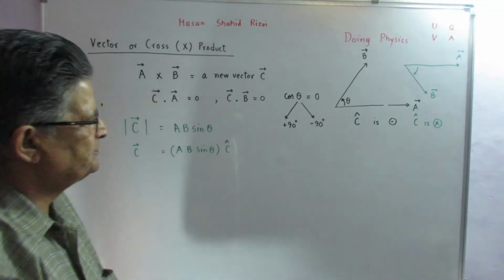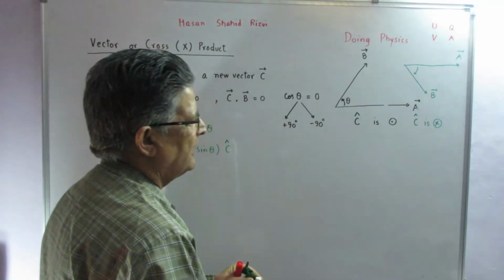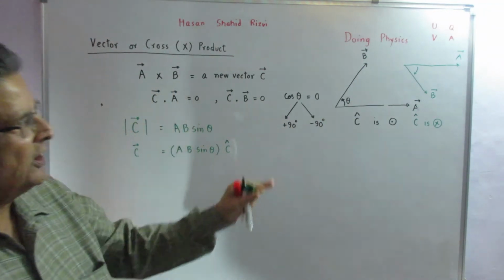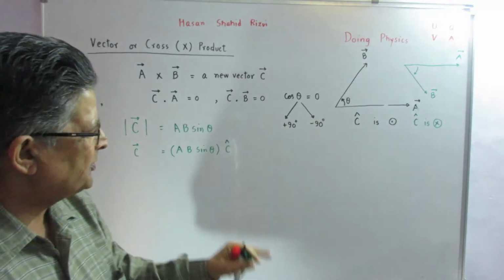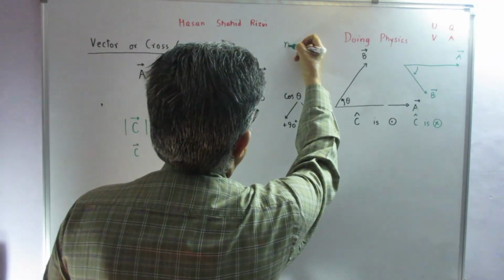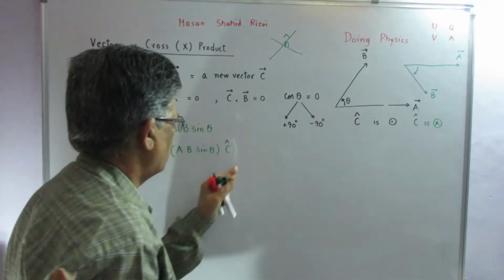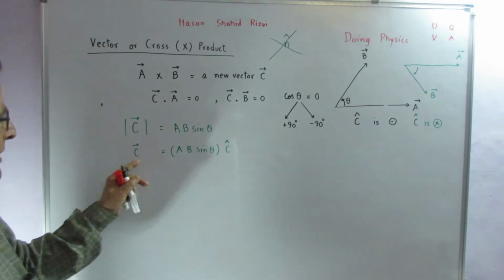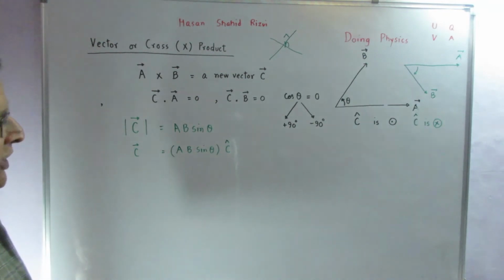Now look here, whether the direction is outside or into the plane, in both cases it is a normal to the plane in which the vectors A and B exist. Sometimes instead of writing C cap, some people also write N cap, standing for normal. But right now, when I am introducing it to you, the vector C is equal to a new vector which is given by AB sine of theta.